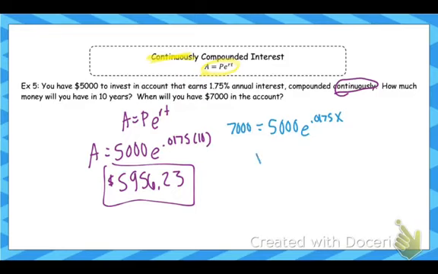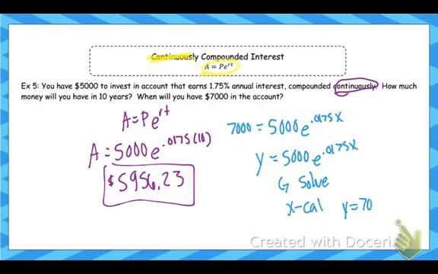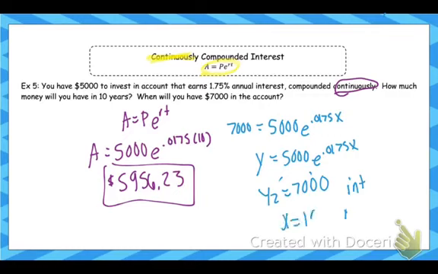Again, 2 options. Plug in your equation, gsolve, xcal, let y equal 7,000. Option 2, y1, make your y2 7,000, and then intersect. And either way, you're going to end up with the x coordinate of 19.23 years.